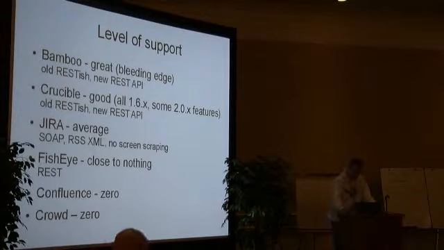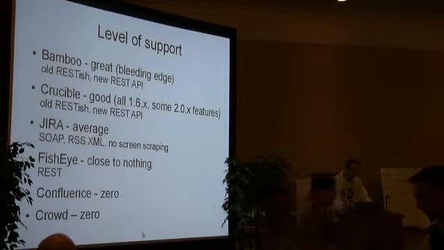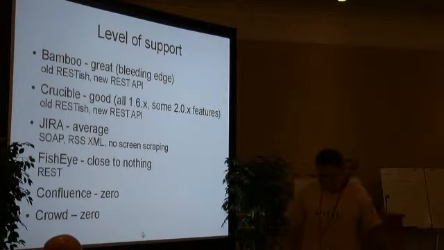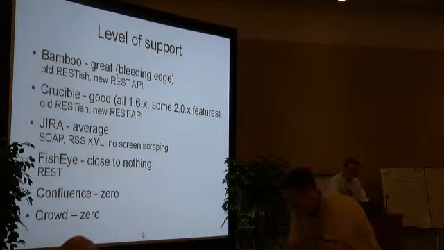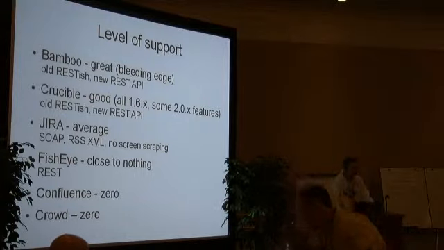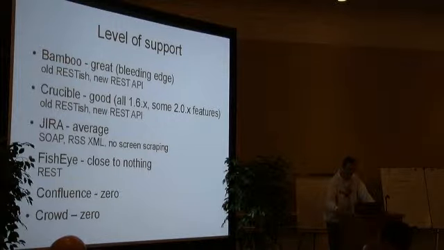Crucible is also quite good. We are still trying to catch up with those crazy guys from the Crucible team who are producing new features like a machine gun. It's difficult. JIRA support is somewhat average. We on purpose do not use screen scraping. We don't hack, because we would like to drive a new API for JIRA. So our library covers the user complexities like using SOAP and RSS, and makes it easy. For FishEye almost nothing is really supported. No Confluence, no Crowd.